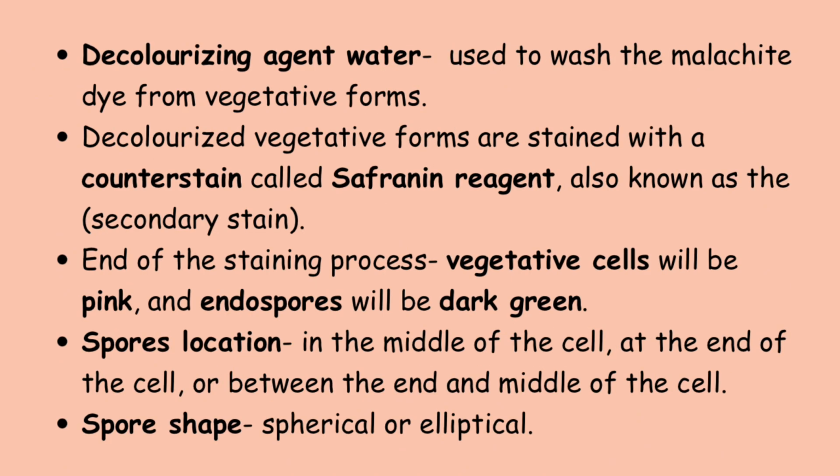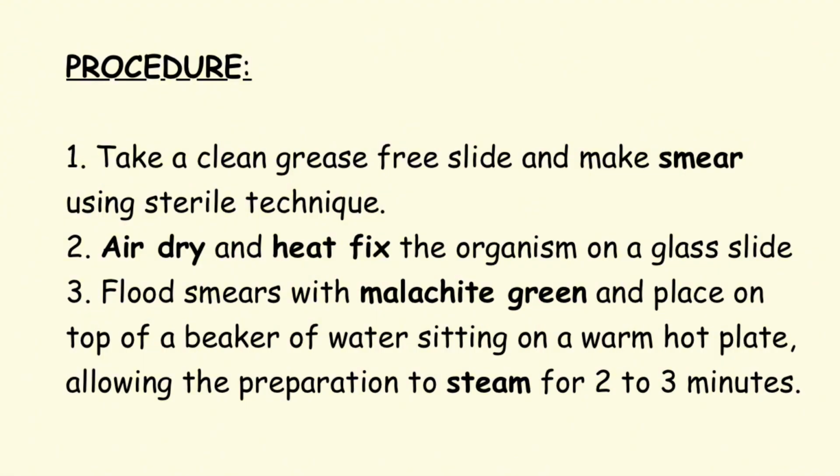Decolorizing agent: water is used to wash the malachite green dye from vegetative forms. Water will wash the malachite green dye from the vegetative cells, but it will not wash the dye from the endospores. Then the decolorized vegetative forms are stained with the counterstain, also called the secondary stain, that is safranin reagent. At the end of the staining process, the vegetative cells will take the color of the counterstain and appear pink, and endospores will take the color of the primary stain and appear dark green. Spores can be located in the middle of the cell, at the end of the cell, or between the end and middle of the cell. Spore shape is of diagnostic use and it may be spherical or elliptical.